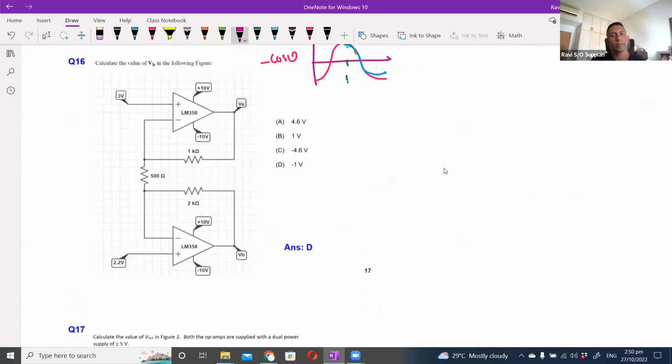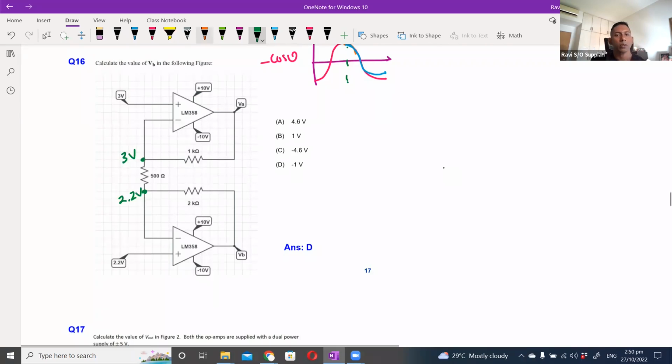Okay, question 16. We are given two op amps, so we will apply the same principles that we know. V plus for the first op amp is 3 volt, which means that here is 3 volt. V plus for the second op amp is 2.2, so this will be 2.2 volt.